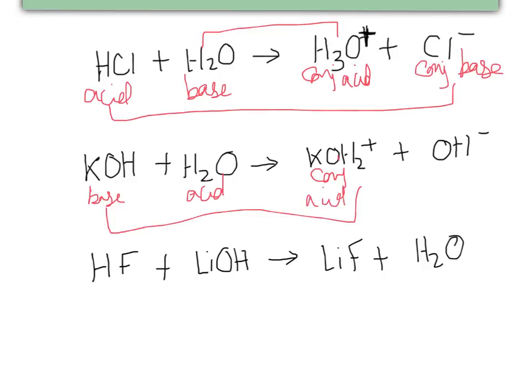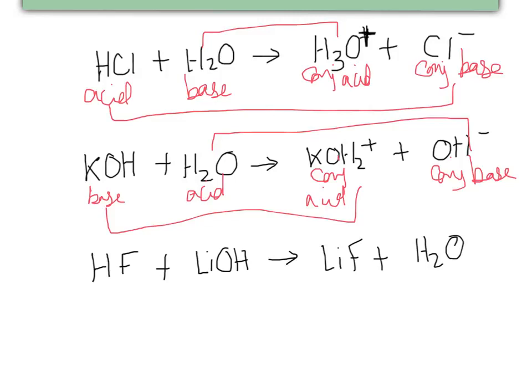H2O was my acid, and acid is a proton donor, gives away a proton. So if this gave away an H plus, you'd be left with OH minus. So these two go together. If H2O is the acid, then this would be my conjugate base. Okay, last one's a little bit more difficult.